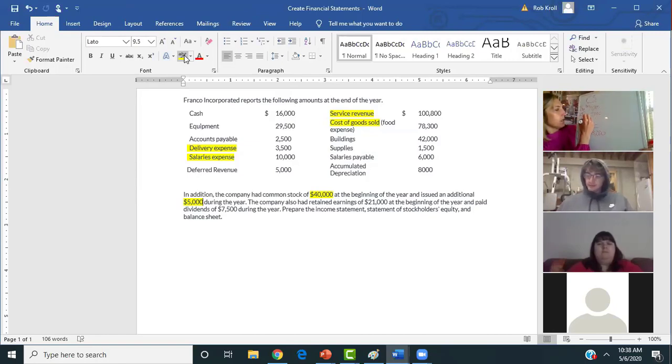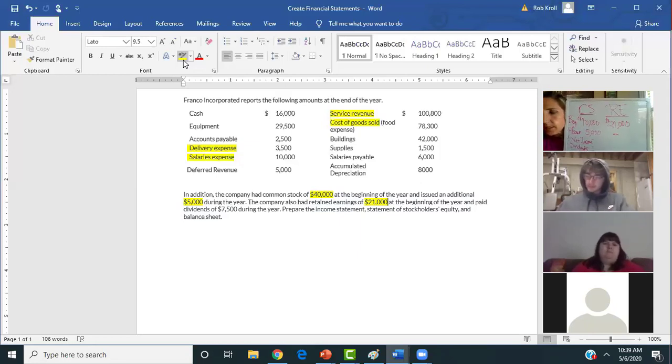The other account we said was retained earnings. I'm going to put it over here. Retained earnings has a beginning balance, it says, of 21 right here in the problem. And then I am going to leave this spot blank right here. Not going to put anything in there. The issuing common stock does not affect retained earnings.